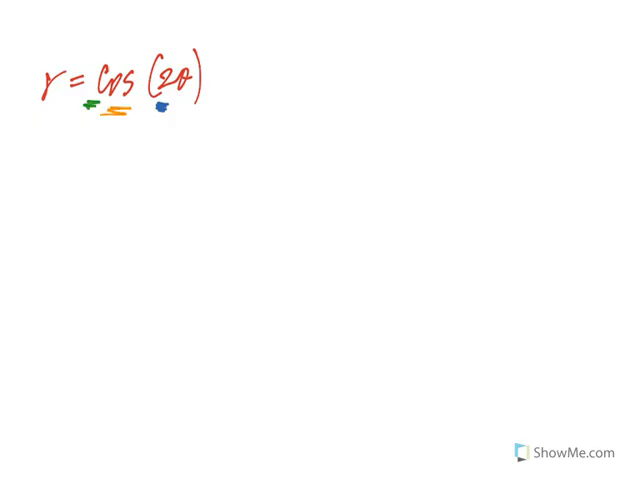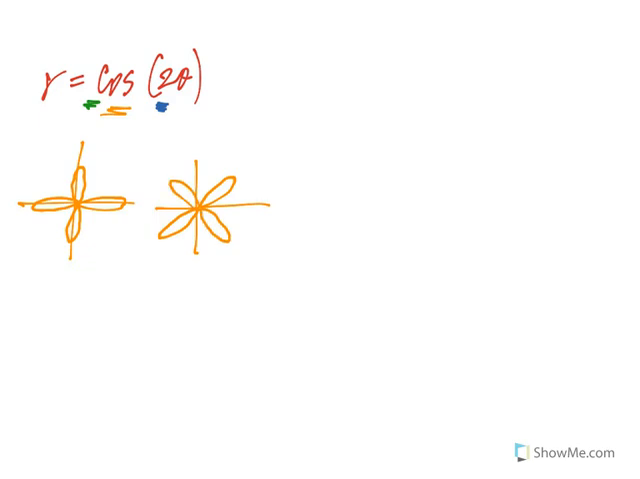Symmetric, of course, to the x-axis. There are 2 ways to draw a 4-petaled rose symmetric to the x-axis. The first would be somewhat of a T shape, something like that. And the second would be something of an X shape, something like that. Easy for me to draw.